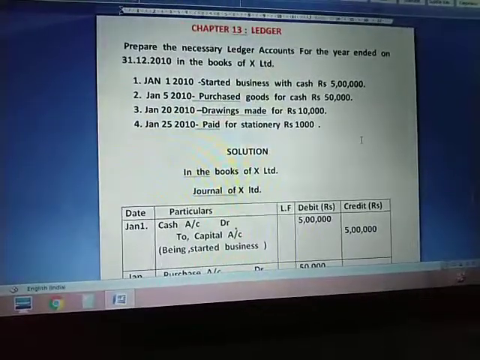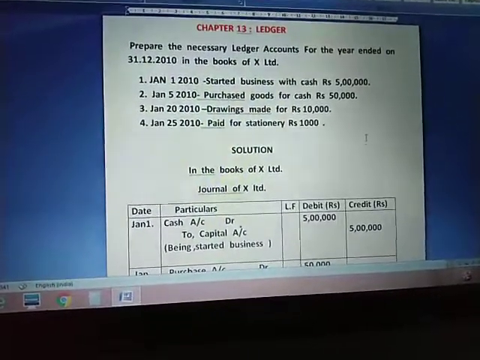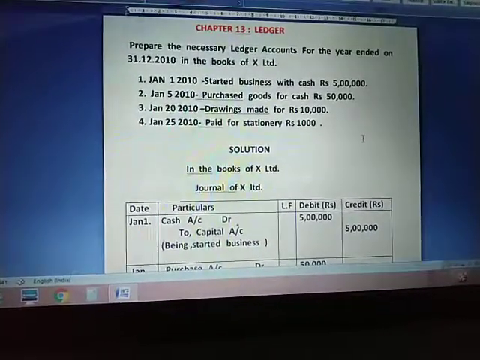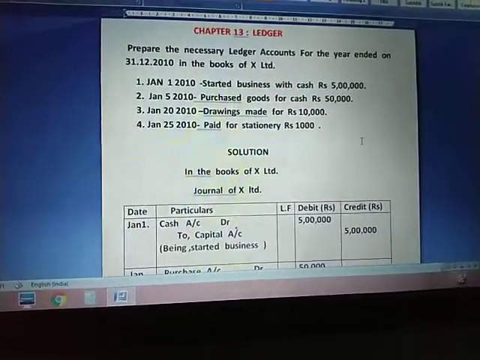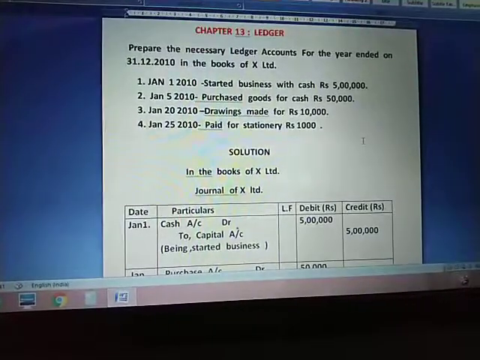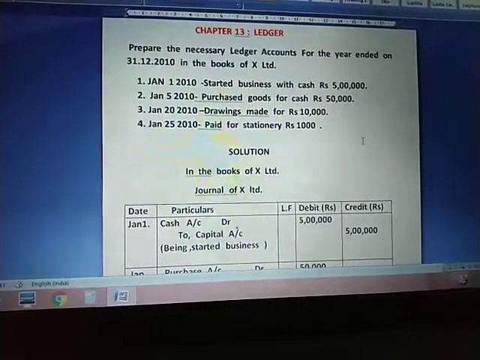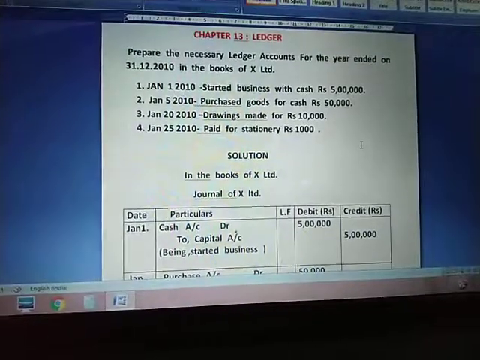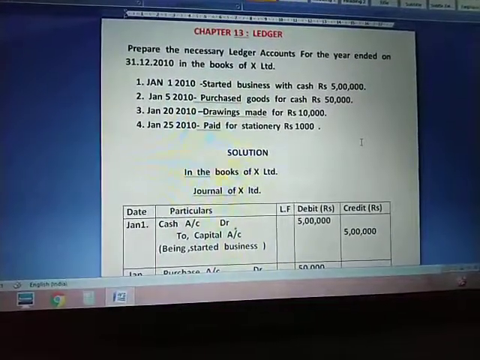Students, today we will learn a new sum where you have to do ledger posting related to drawings, purchase of stationery and starting business with capital. So in the books of X Limited, first of all we will record these 4 journal entries and then accordingly we will make the ledger accounts.